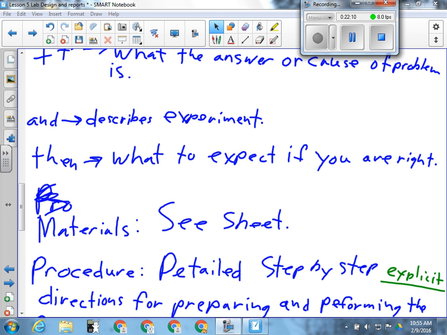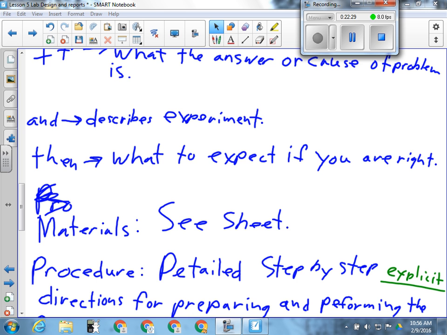Remember, I'm not going to mark whether your hypothesis is right or wrong. I'm going to mark, is it in the right format? Does it set out what you are going to do in this lab? Lots of times we generate a hypothesis and we find out later that hypothesis is wrong. That's okay as long as we say that in the conclusion.